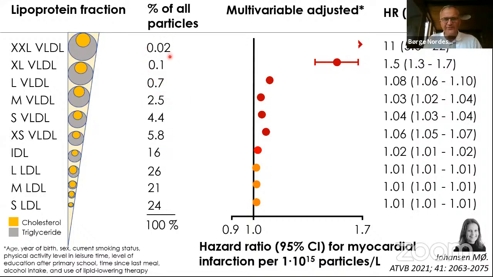But if a patient had these very large VLDL that you typically will see in dysregulated diabetes, then they had a hazard ratio of myocardial infarction much, much larger than for LDL. And so this is a hazard ratio for myocardial infarction per the same number of particles. So for the same particles, VLDL, particularly large ones, are most dangerous for causing myocardial infarction.